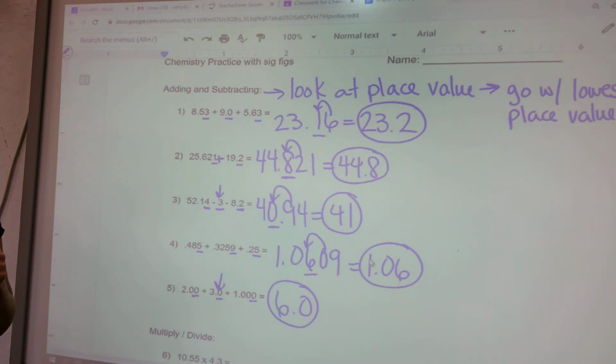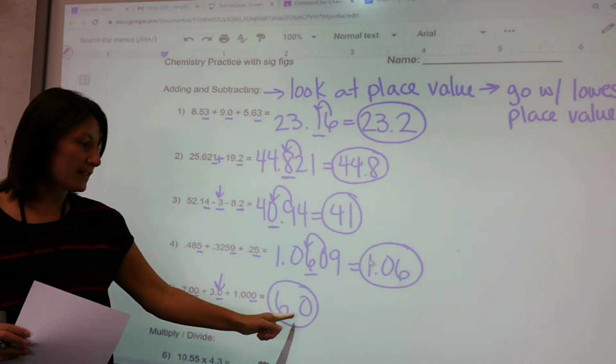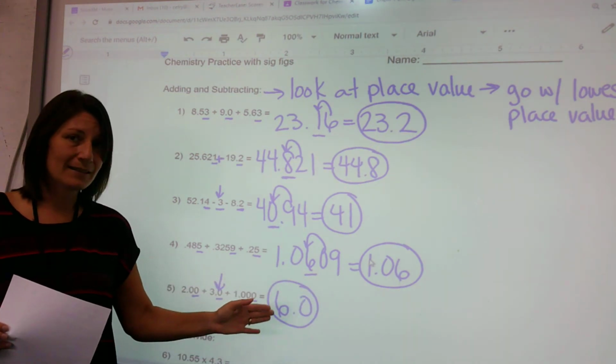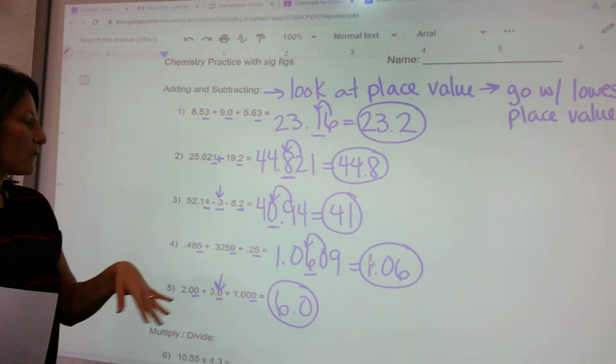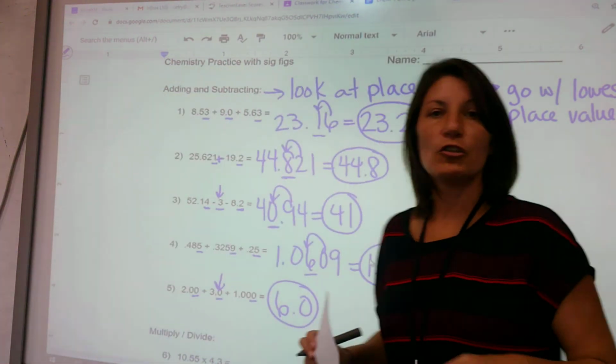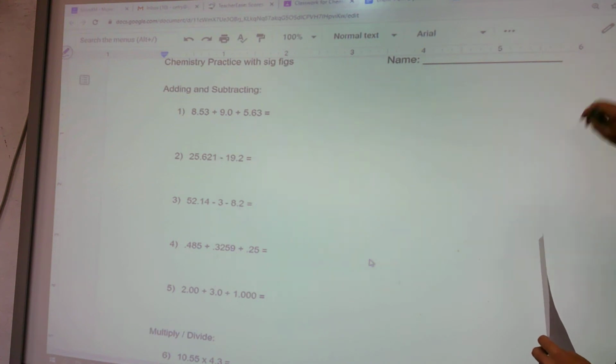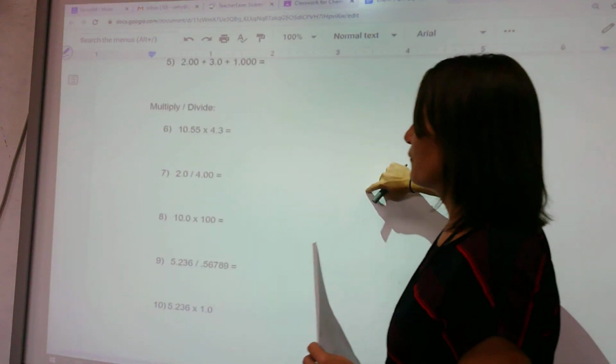So I'm telling people that my answer is that precise. It's not just 6 and I don't know anything beyond that. I'm telling you I know it's exactly 6.0. All right? So that is adding and subtracting. You're going to look at place value for both of those. Now when you're multiplying and dividing, it's got its own set of rules.